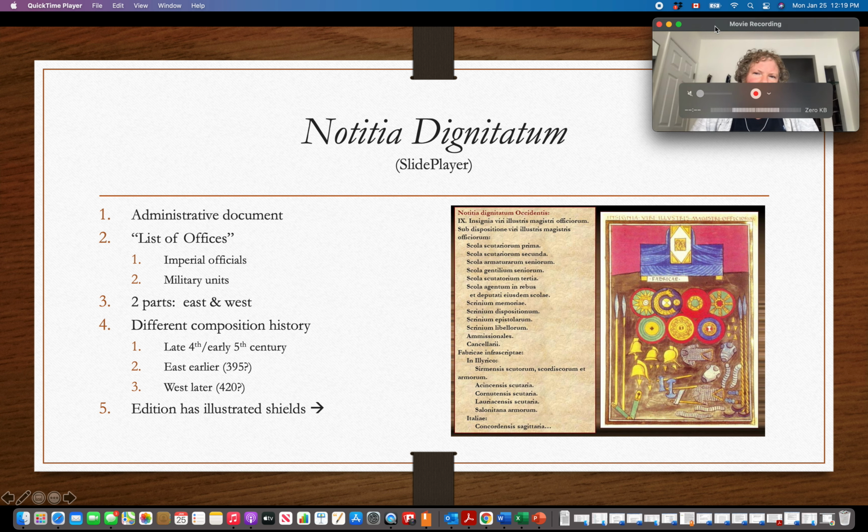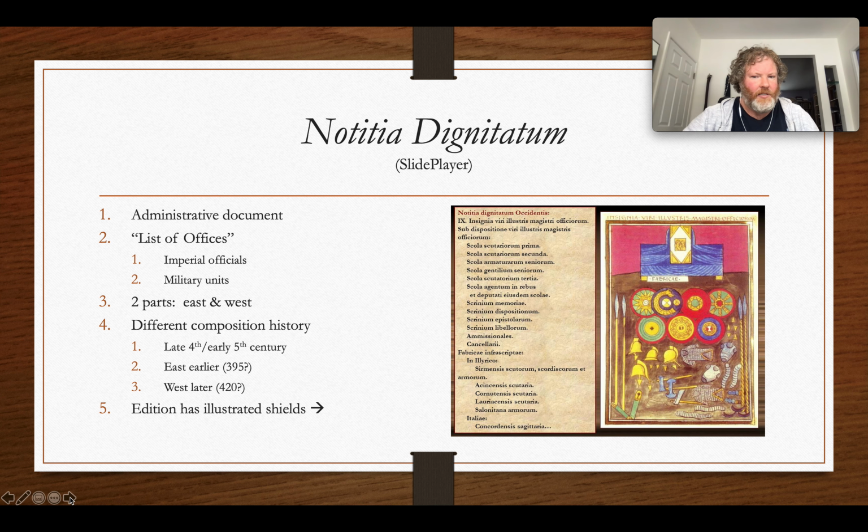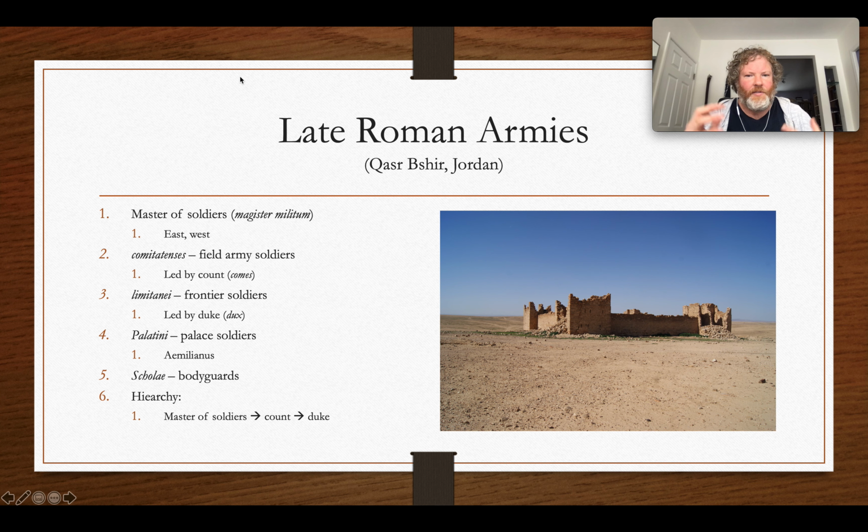So the oldest manuscript copies of it that we have, which are not super old, a few hundred years old, they have illustrations, and they're slightly different each one depending on where they are in various libraries in Europe, but it seems that the original probably had these as well. So there's just other aspects to this thing. But as I said, it has a list of the different units, and it gives you some sense of how the military had changed.